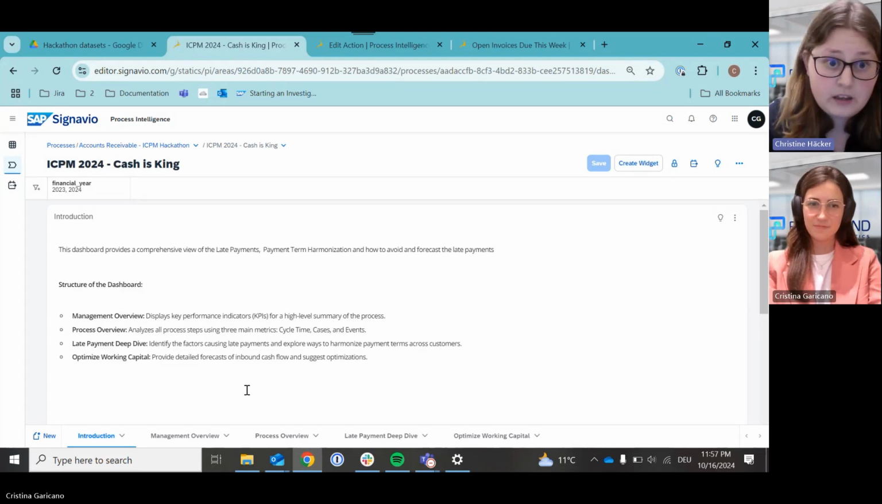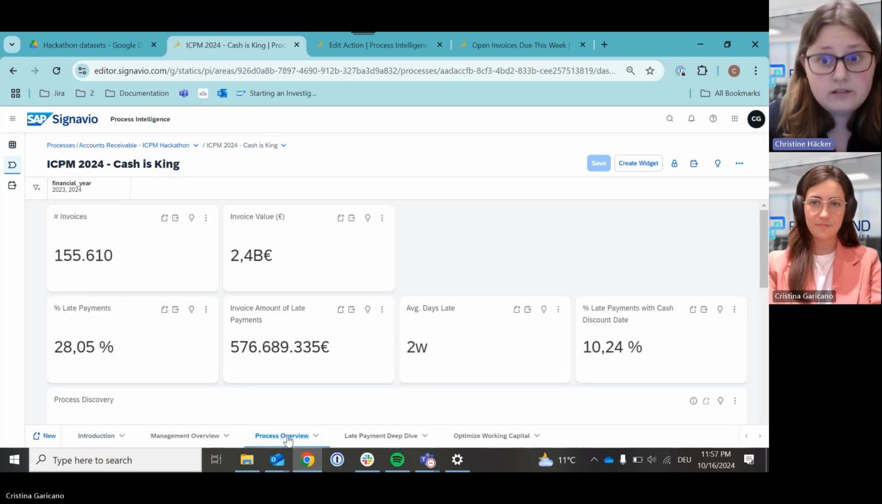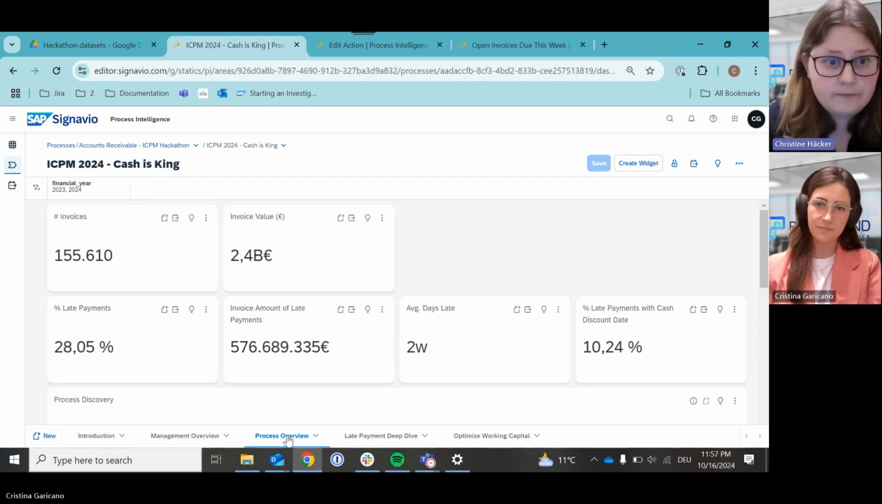Cash is King. So we are looking at the accounts receivable process from Mann and Hummel and want to optimize the cash flow, where late payments are a huge pain point. So if we look at the process overview, we see that in total we have 155,000 invoices, and we see that 28% of those invoices are paid late. So what's the reason for it?